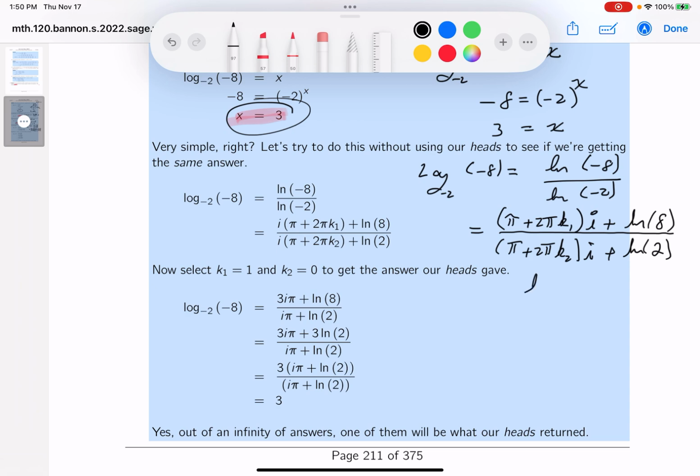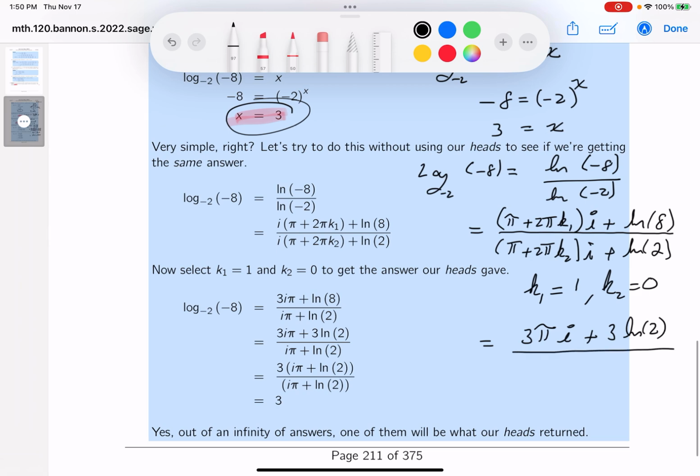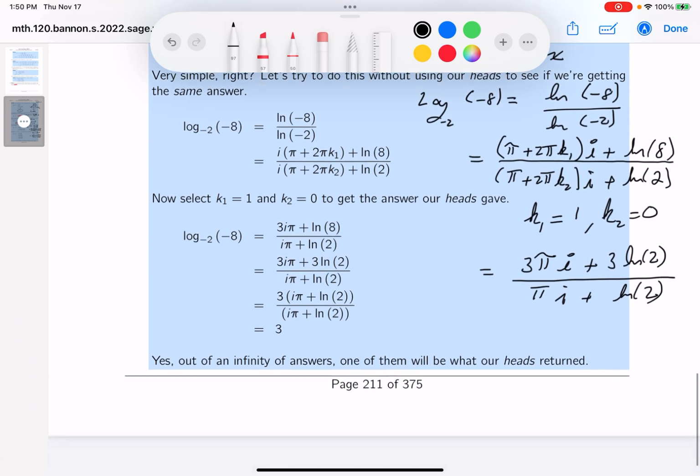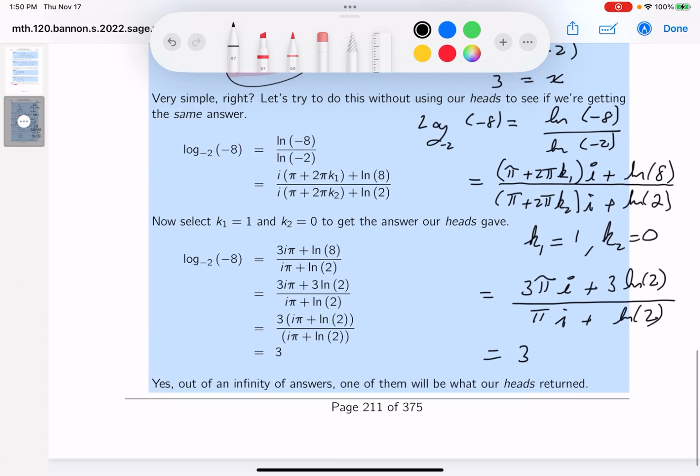And I'm going to take k1 to be 1. I'm going to take k2 to be 0. And what would you get in that case? Let's take a look at the top. You would get 3 pi, that's if k1 is 1, i, plus, well, the natural log of 8, we just did that before, it's 3 natural logs of 2. And at bottom, if I took k2 to be 0, I would just get pi i plus natural log of 2. I'm going to factor a 3 out from the top. And what do you get? You're going to get pi i plus the natural log of 2.